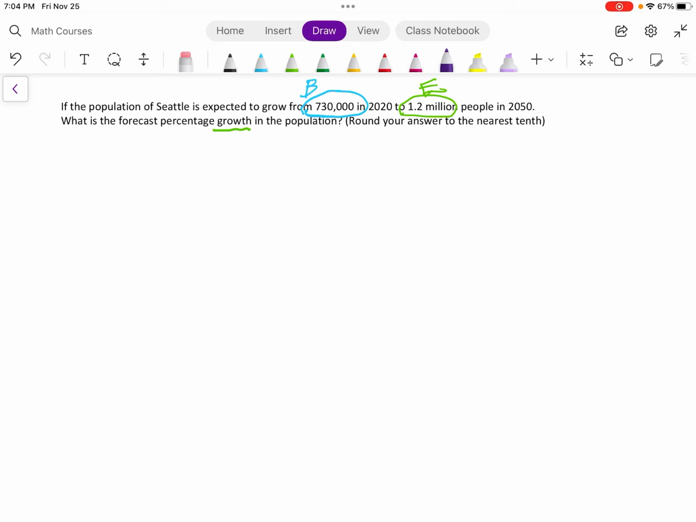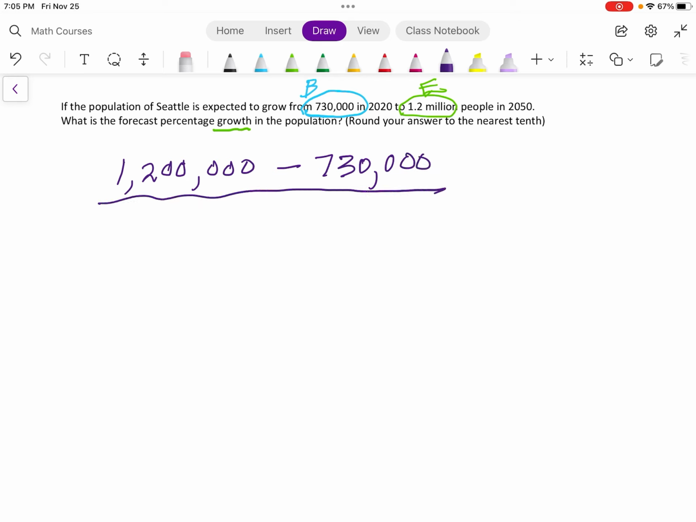So we take our end amount. Now keep in mind, 1.2 million needs to be written in a similar format as the 730,000. So we're going to rewrite it as 1,200,000. So that's 1.2 million people. Okay. Then we're going to subtract our 730,000. And we're going to divide it by our original number, which is 730,000.